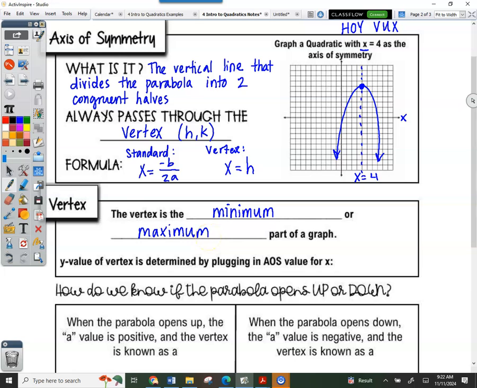Minimum would be if it's opening which direction? If it's opening up, it has a minimum. If it's opening down, it has a maximum. Can you have both on a quadratic? No, not possible.